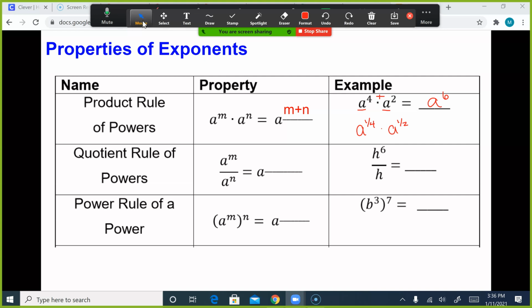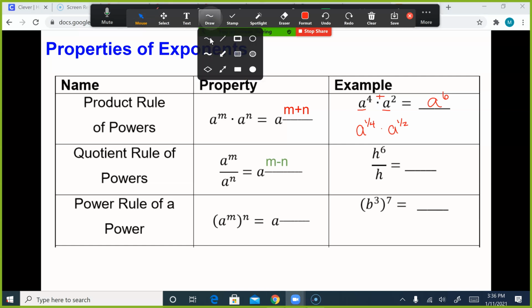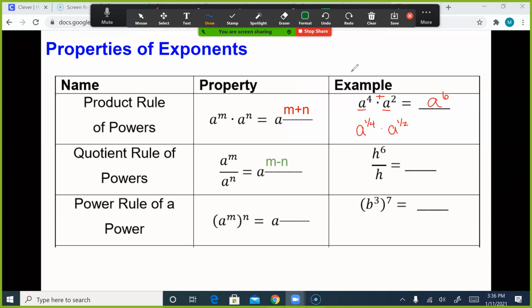Alright, second property, quotient. If we're dividing with the same base, we subtract the exponents. So here the base is both h, so that's going to stay h. The base stays the same. We just subtract the exponents, so 6, and there's nothing there, so there's a 1. 6 minus 1 is 5.